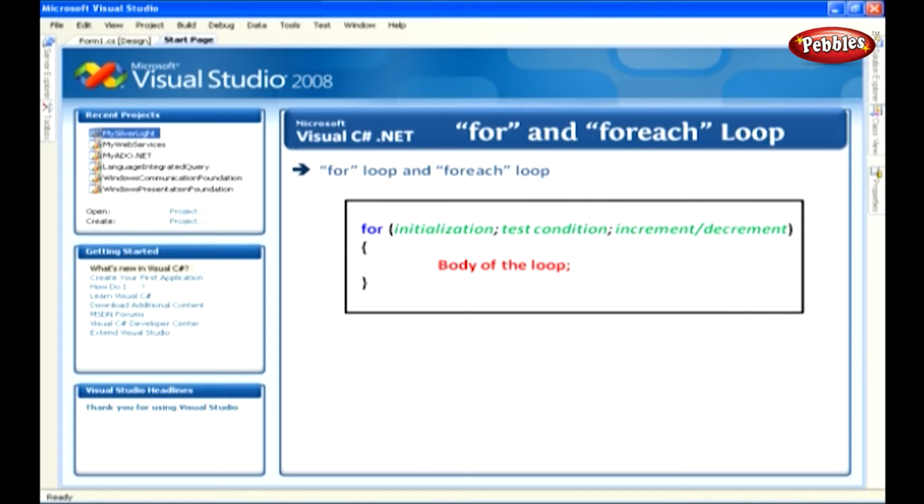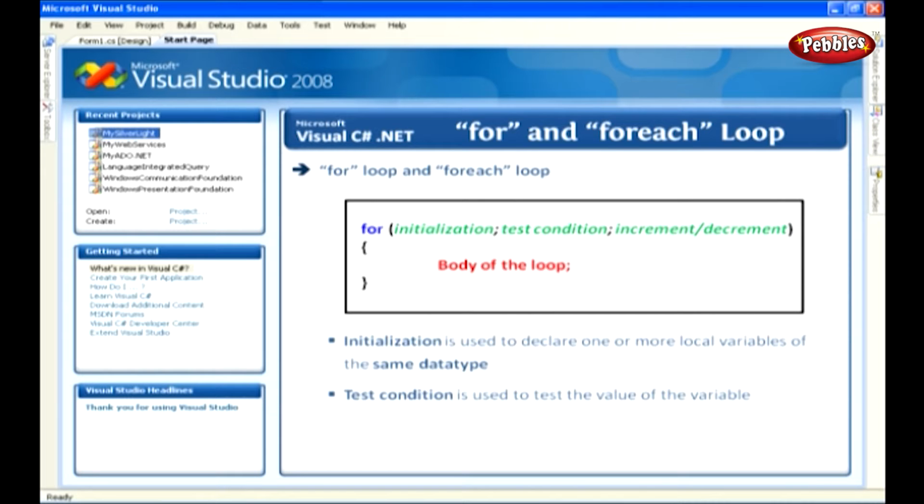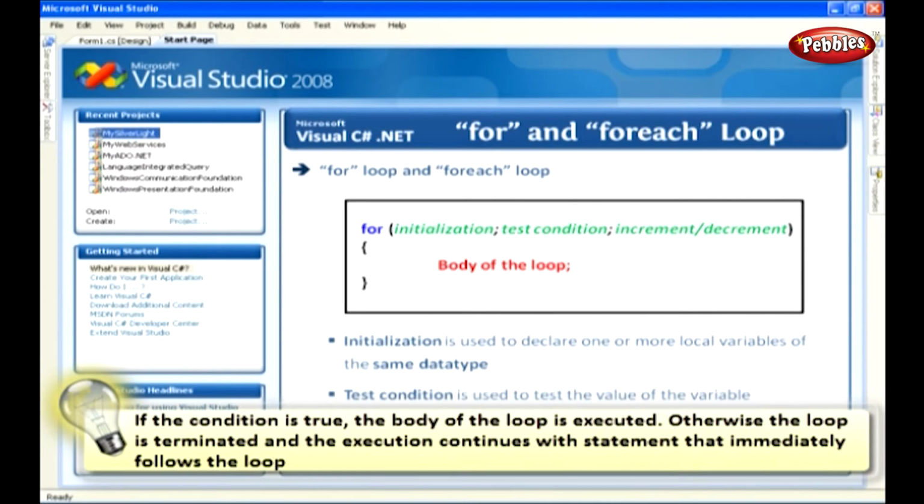The expression of the for loop contains three main parts: initialization, test condition, and increment or decrement. First off, let's talk about initialization. This is used to declare one or more local variables of the same data type, and the test condition is used to test the value of the variable. If the condition is true, the body of the loop is executed. Otherwise, the loop is terminated, and the execution continues with the statement that immediately follows the loop.